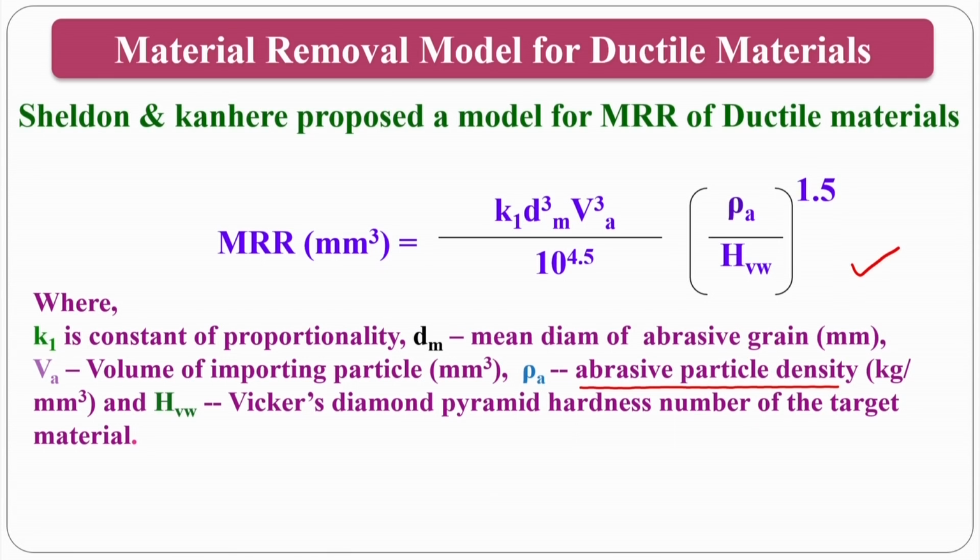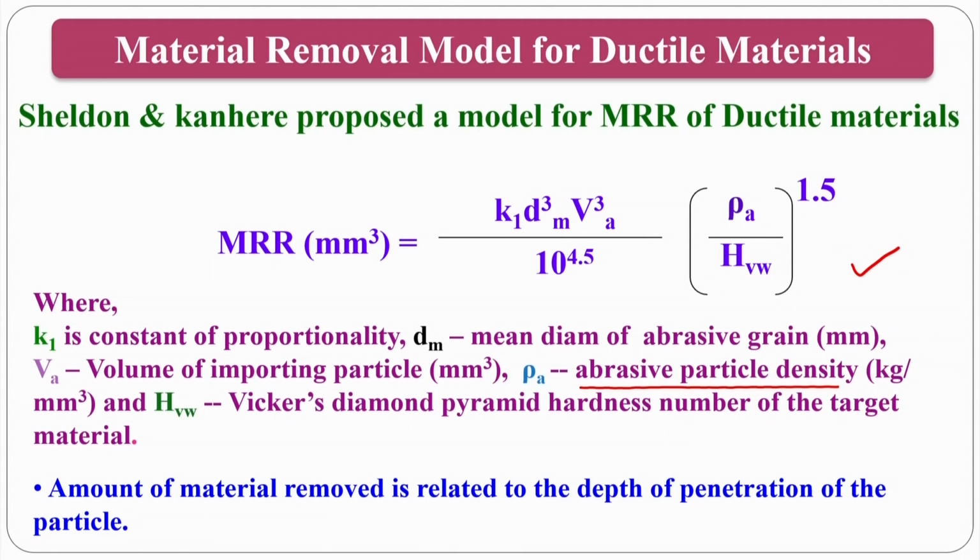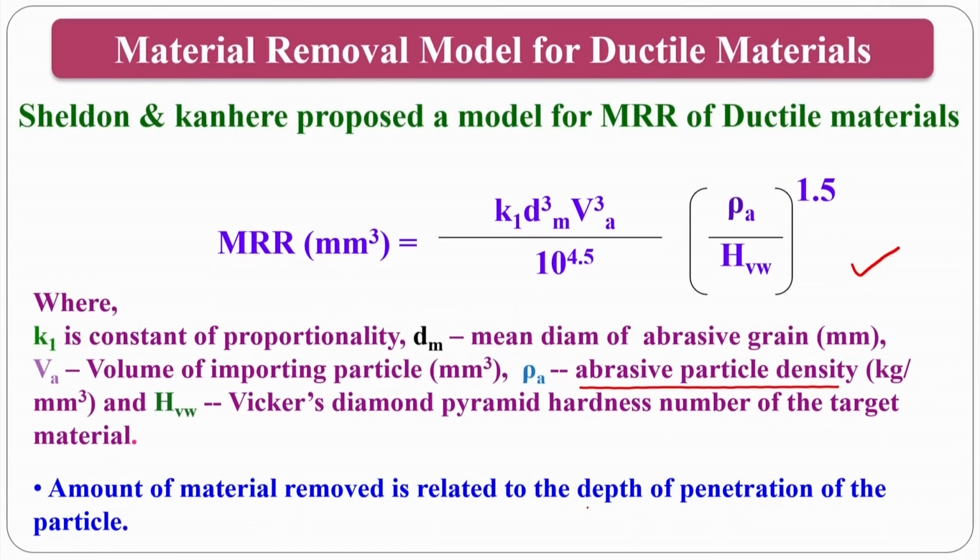That means that indirectly you are saying something about the hardness of the workpiece material, and the amount of material removed is related to the depth of penetration of the particle. That means how many particles are hitting, it generates the deformation, and as abrasive particles keep hitting, the fracture will be removed. So the amount of material removed is related to the depth of penetration. That means how much penetration is taking place in the workpiece material will be taken into consideration for this particular model. These are the two mathematical models proposed by different authors.